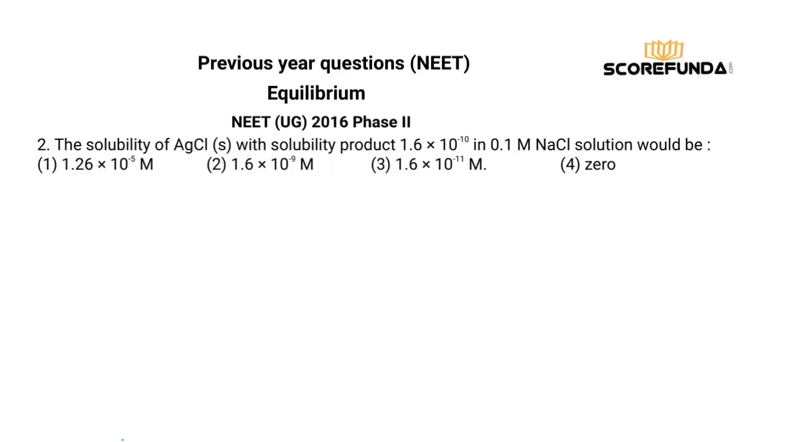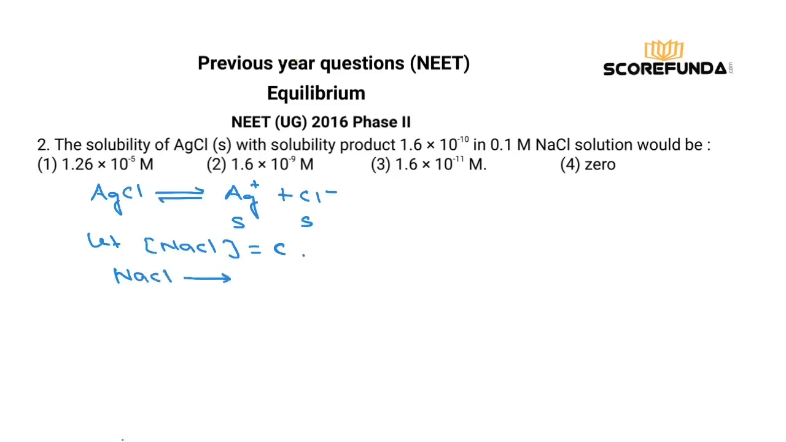सेकेंड वाला क्वेश्चन था the solubility of AgCl solid with solubility product 1.6 into 10 to the power minus 10 in 0.1 molar NaCl solution would be. तो इसका मतलब हम लोगों को AgCl और NaCl दोनों का डिसोसिएशन देखना होगा. AgCl will give Ag plus plus Cl minus. यहाँ पे there should be the concentration S, S because solubility is S. And let concentration of NaCl be equals to C. So NaCl is a strong electrolyte and that will give Na plus and Cl minus. So initially अगर ये C है तो finally this will become C and this will entirely converted into the products.